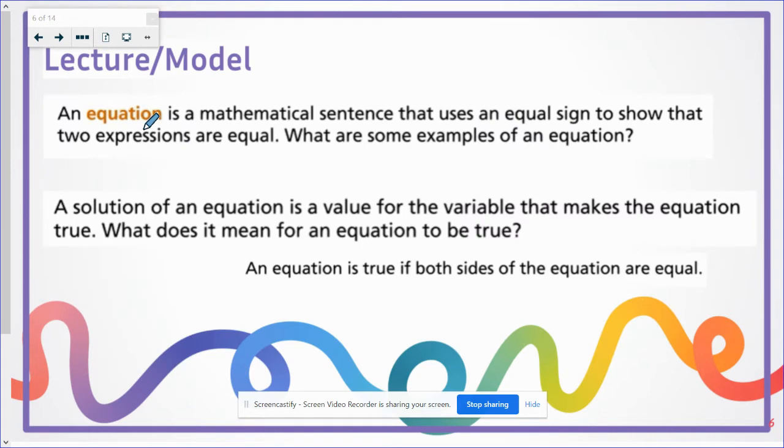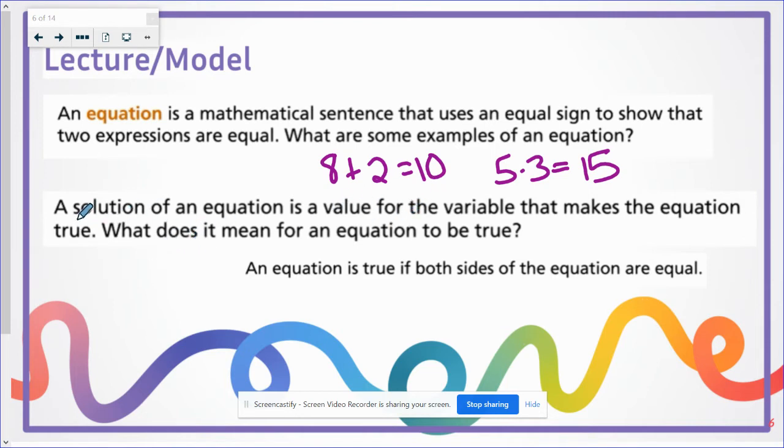All right, so I want to first talk about two things. An equation, unlike an expression, uses an equal sign. So it will say that two expressions are equal. For instance, 8 plus 2 equals 10 is an equation. 5 times 3 equals 15 is also an equation. It states that two things are equal.